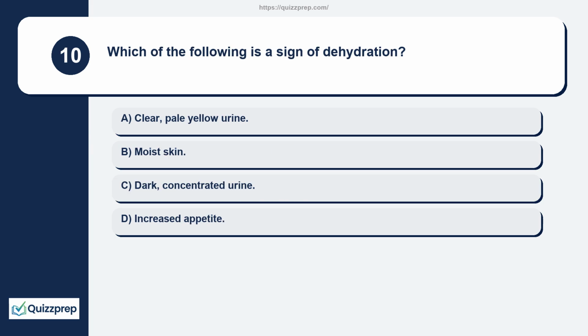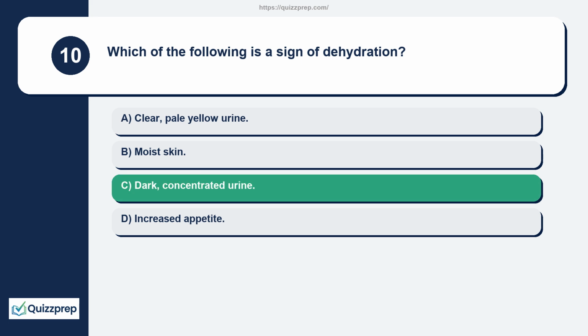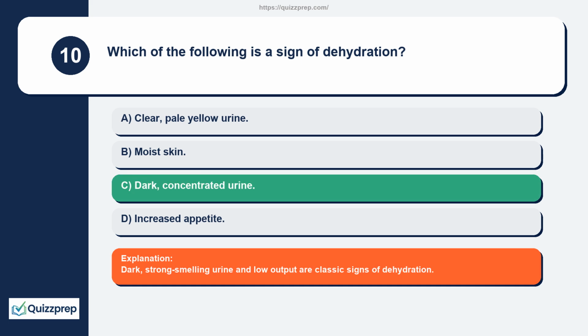Question 10. Which of the following is a sign of dehydration? Clear, pale yellow urine. Moist skin. Dark, concentrated urine. Increased appetite. Dark, strong-smelling urine and low output are classic signs of dehydration.